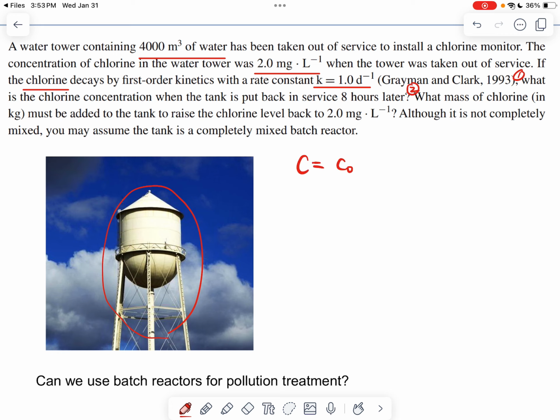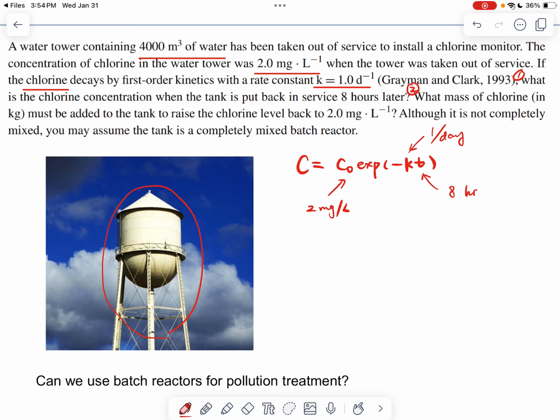So C is just equal to C0 exponential minus kt. We know that C0, the initial concentration, is 2 milligram per liter, right? And then we know k is 1 per day, right? And t is 8 hours.